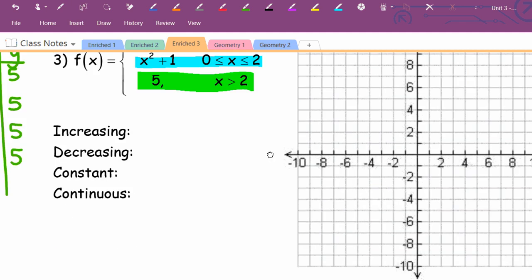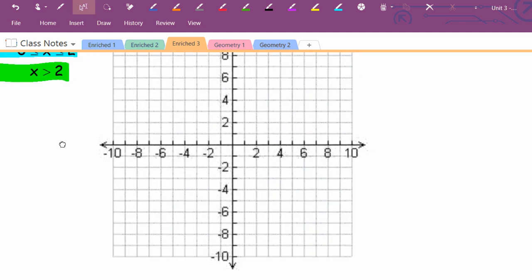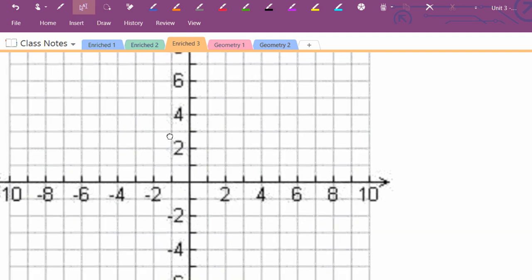So I'm going to handle the easy stuff first. I'm going to plot, now 2, 5 was an open circle, and everything after that isn't. So, how good are we? We were at 2, 5, open here, and then 1, 2, 3, 4. And it was extending every value greater than 2.